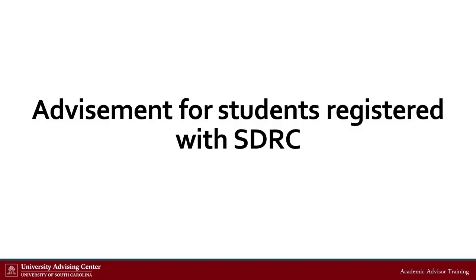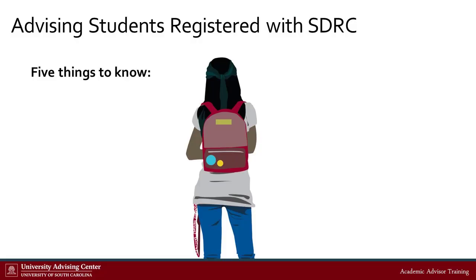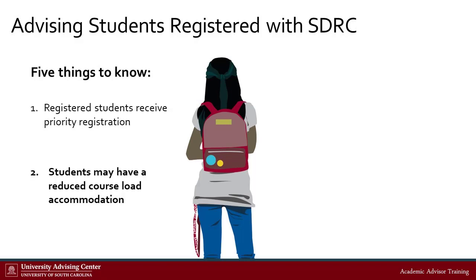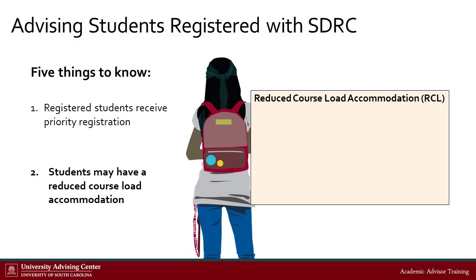Advisement for students registered with SDRC. 5 things to know when advising students registered with SDRC are: 1. Students registered receive priority registration. 2. Students may have a reduced course load accommodation. This allows registered students to enroll in less than 12 credit hours and remain a full-time student.